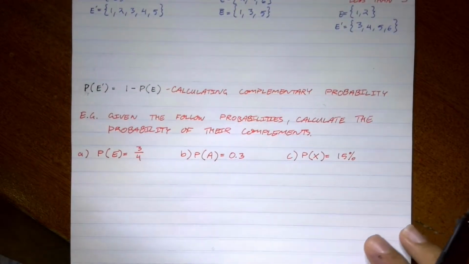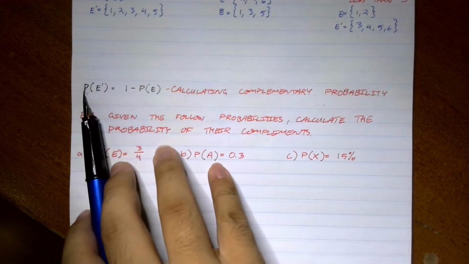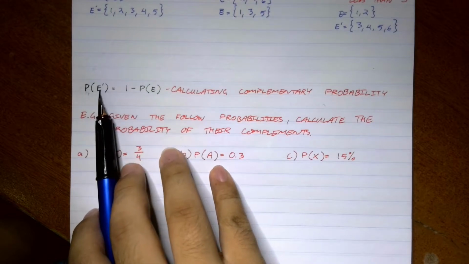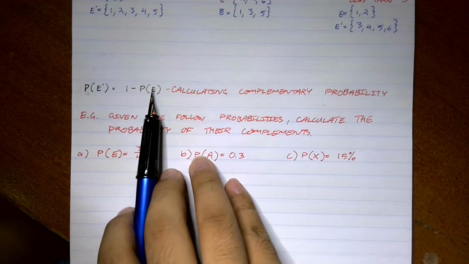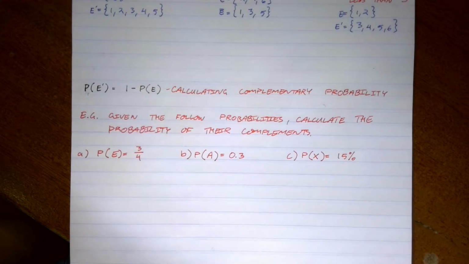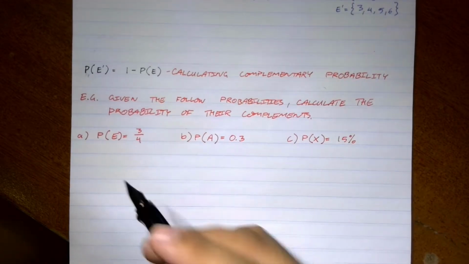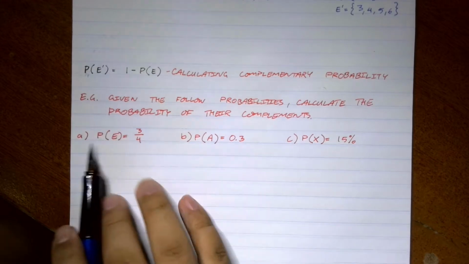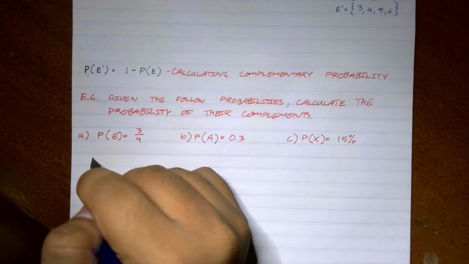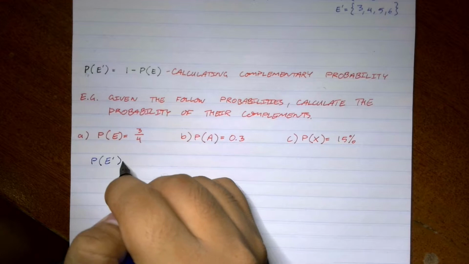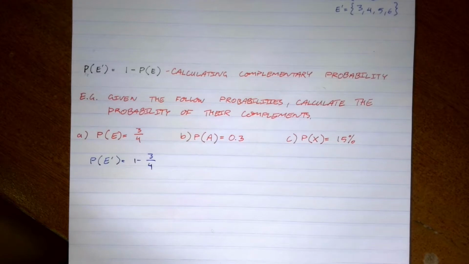Now, when it comes to calculating complementary probability, it is given as follows. The probability of the complement of an event is equal to 1 minus the probability of the actual event. And we'll demonstrate that very quickly with these 3 examples. So, if the probability of any event is calculated to be 3 over 4, the probability of its complement is equal to 1 minus 3 over 4.